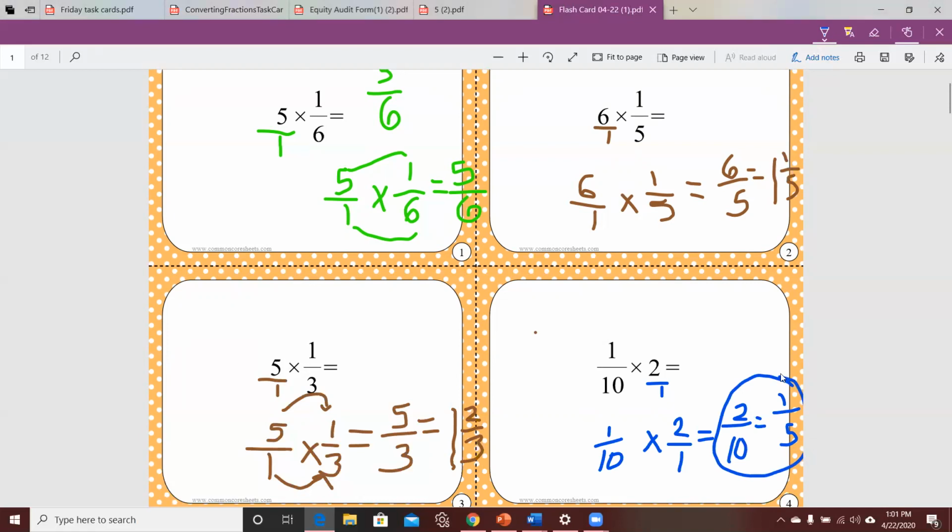So now you've practiced 2 ways for multiplying a whole number times a fraction. We've used number lines, and then we've used the traditional multiplying across way.